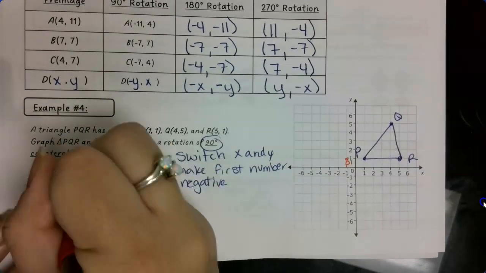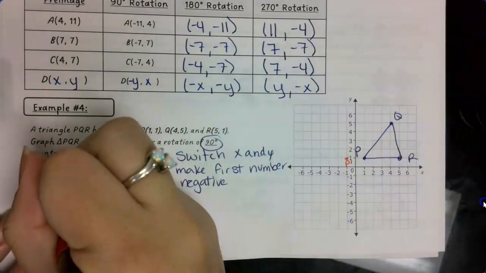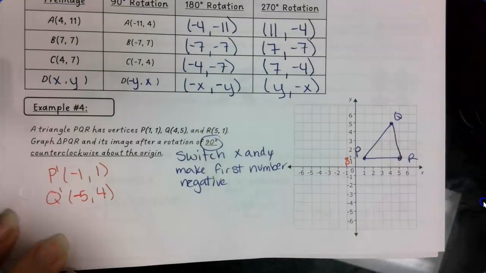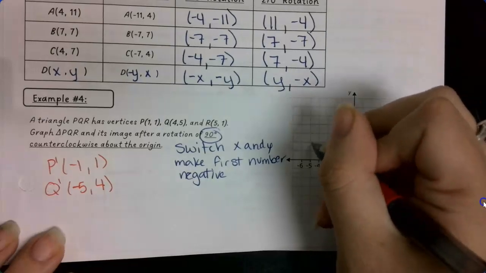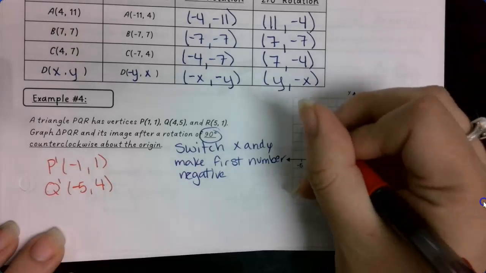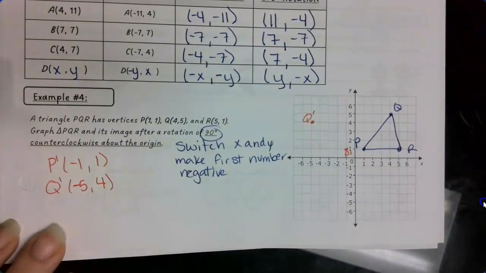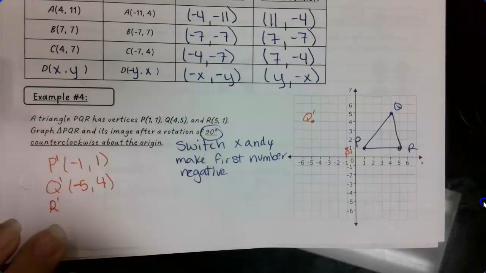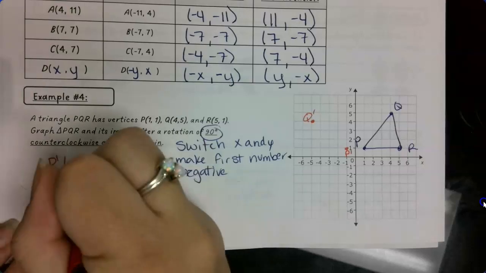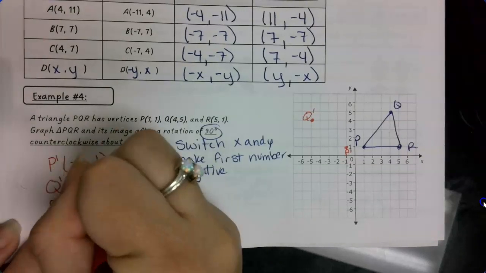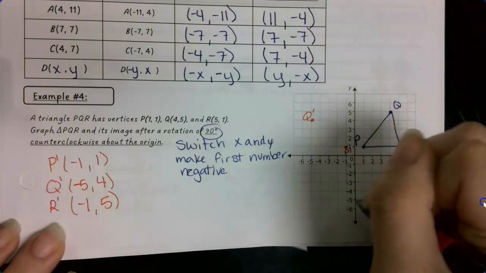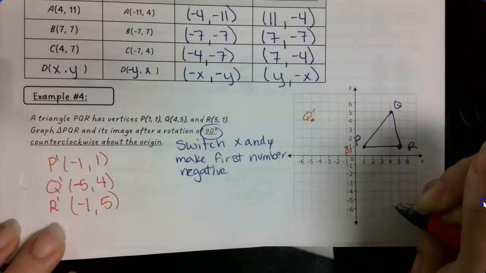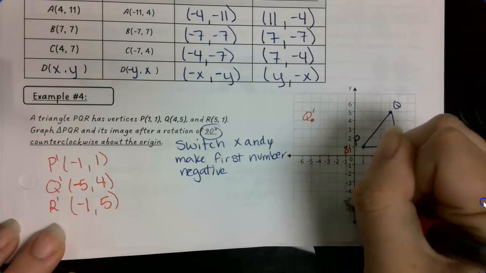Then for Q prime, I do the same thing. So 4 and 5 switch places, and then the 5 turns negative because it's in the first spot. So I have negative 5, 4. And then R prime, I switch my numbers, the 1 and the 5, and then the 1 turns negative because it's in the X spot. So now I have negative 1, 5.